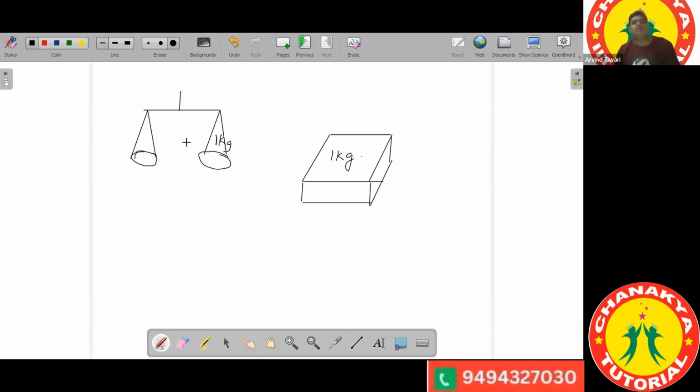Now, if I take both these balances to the moon, I'm carrying my beam balance also, and I'm carrying this electronic balance also, to the surface of the moon. So which one will still show 1 kilogram and which one will show a difference? Will there be any difference or will both of them show 1 kilogram?